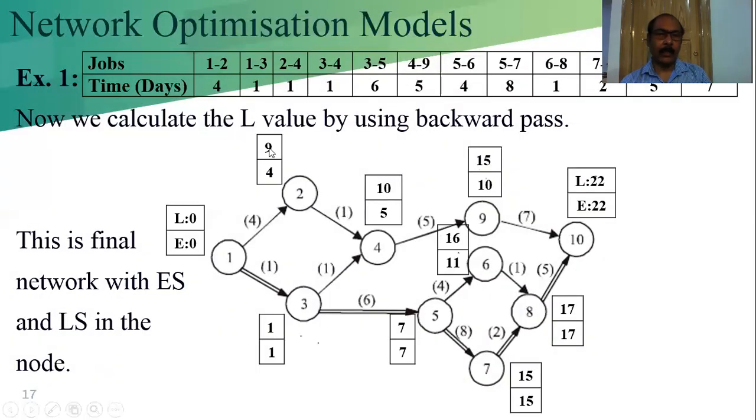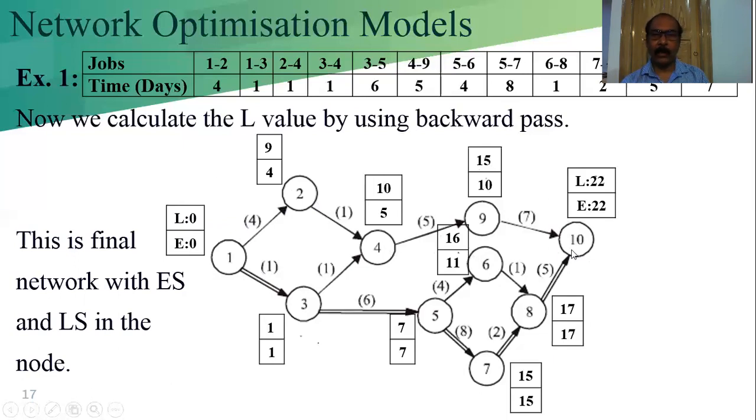10 minus 1 equals 9. 7 minus 6 is 1. Now 1 minus 1 is 0, and 9 minus 4 is 5. Which one is the minimum? 0 is the minimum. That's why the L value is 0. At the start, it should be 0. If it is not 0, the calculation is wrong somewhere.